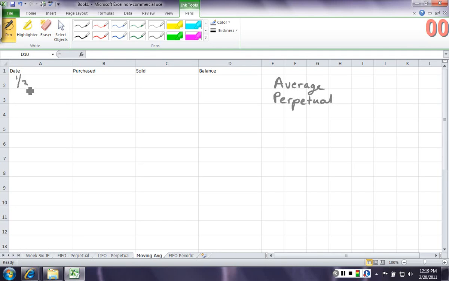So the first thing we did is we went out and bought some inventory. Or Lions and Tigers went out and bought some inventory. They bought 10 units at 5 for a total of $50. Well, what's their average cost? Well, it's $5 because they only have one layer. Every time you purchase inventory under Perpetual average, you will have to recalculate the average cost.